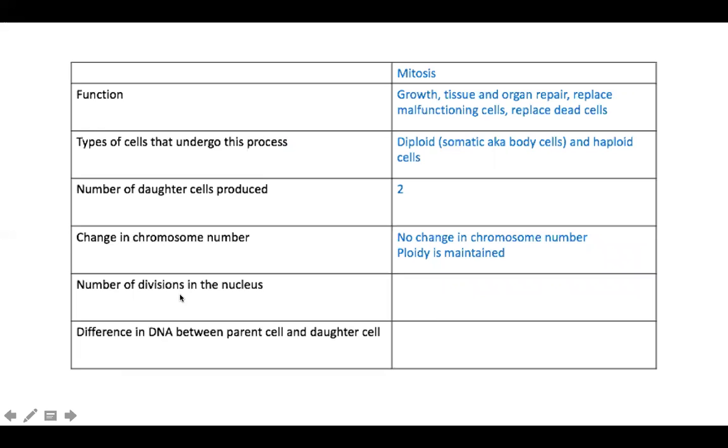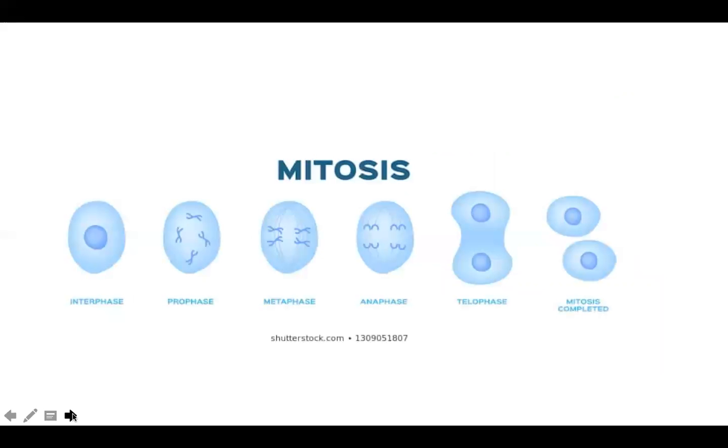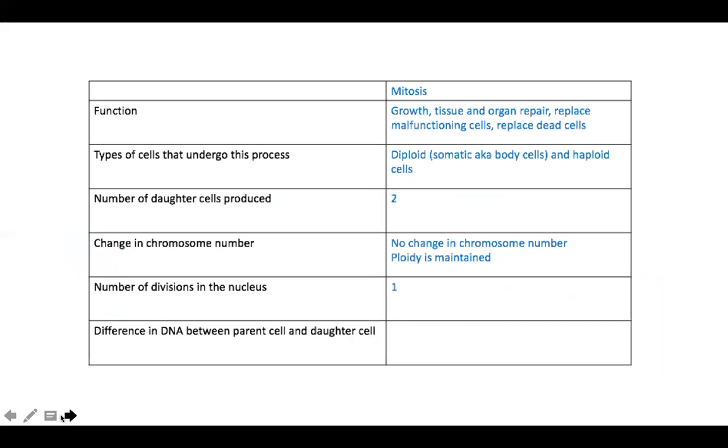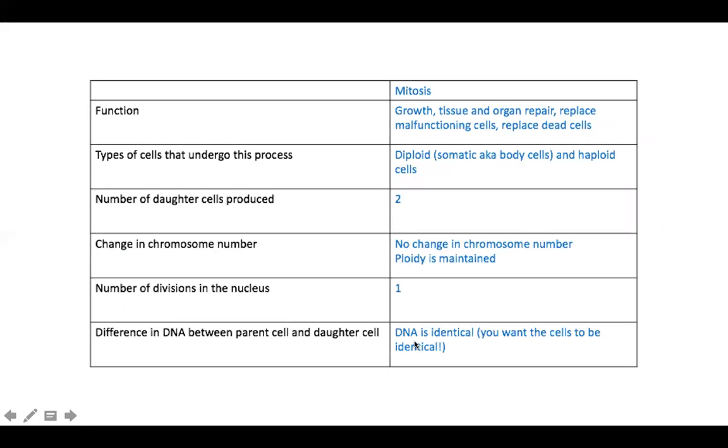Number of divisions in the nucleus. So if we go back to that picture, what we see is that we're going to basically undergo these individual steps and end up with 2 new cells, each that have their own nucleus. And because of this, our nucleus is undergoing 1 round of division. And then the difference in DNA between the parent and daughter cell. Again, just like the same thing as chromosome number, you don't want there to be a difference in the DNA between these cells. You want the cells to be exactly the same. And so the DNA is identical.